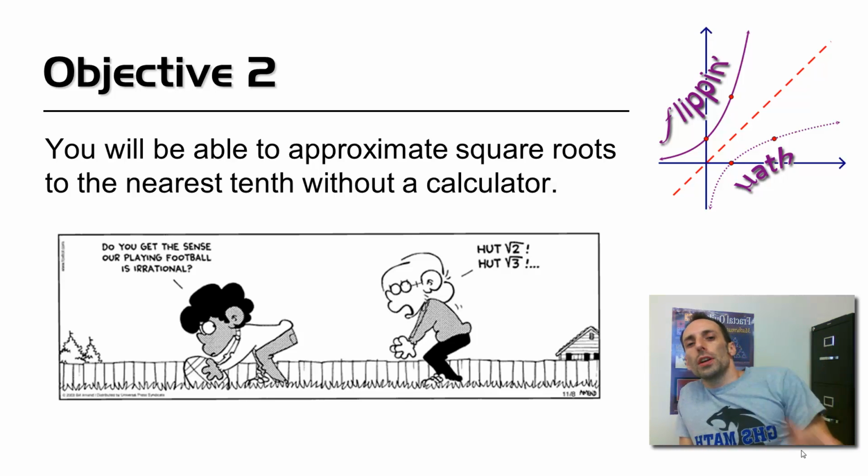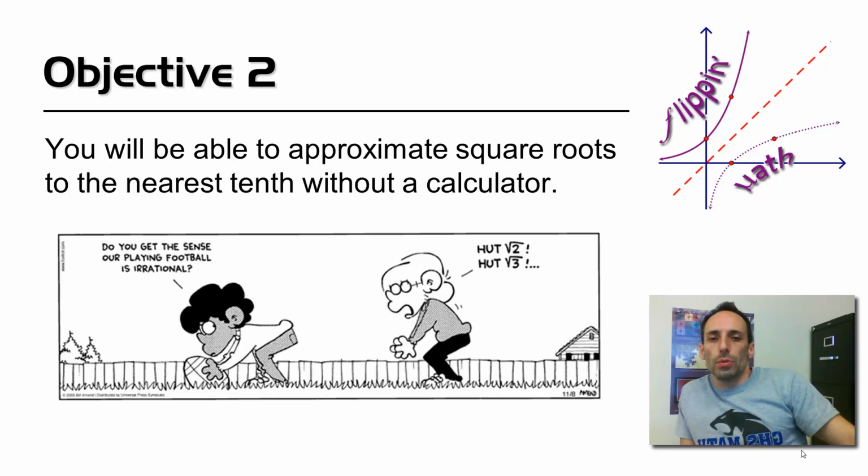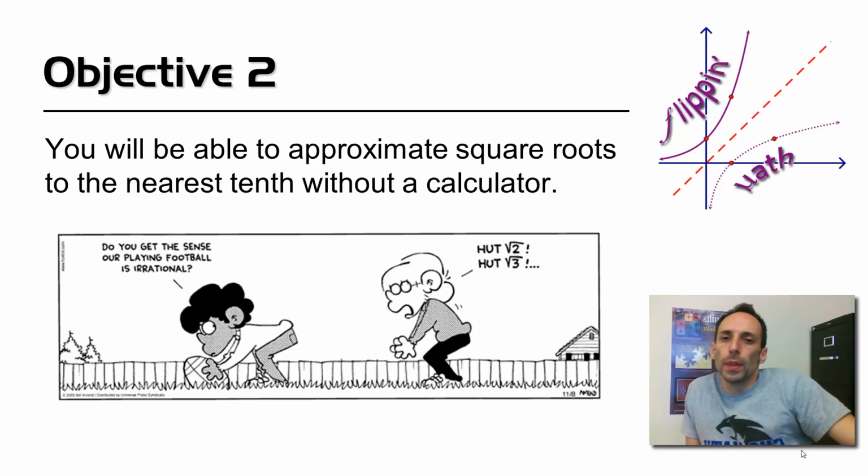Okay, so on objective 2 of this lesson, we're trying to figure out how to approximate a square root without having to use a calculator. Some square roots are integers, like the square root of 4 is 2, which reduces to an integer. But lots and lots of square roots are not. Like, what about the square root of 3? It's not a rational number. It's an irrational number. How are you supposed to write that?